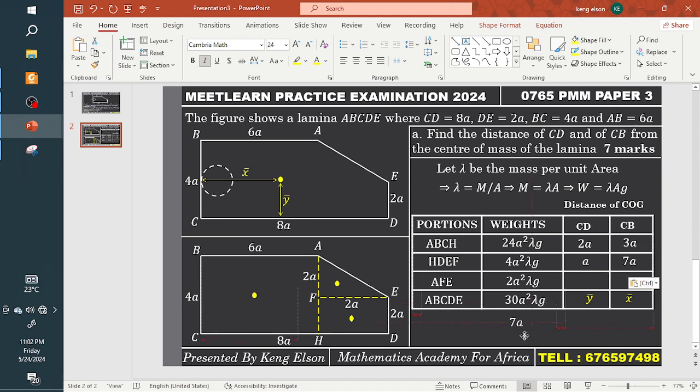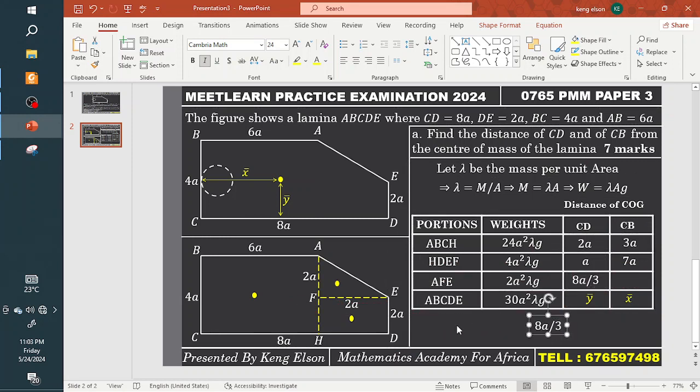And finally, for the triangle, 1/3 of the base, 1/3 of the height. So this vertical distance, we first find from the base before we find from CD. From the base is going to be 1/3 of the height, which is 2a over 3. Now the remaining distance here is 2a. So you are going to have 2a over 3 plus 2a. That is 8a over 3, 8a divided by 3. You see, if I put it vertical, it's going to take space. So from CD, yes, 8a on 3.